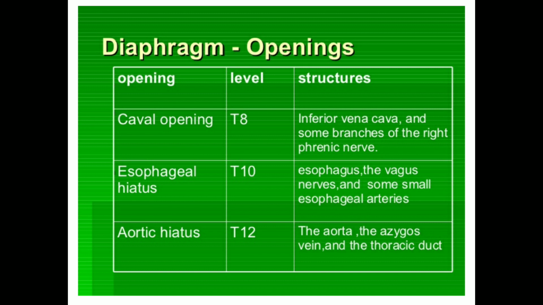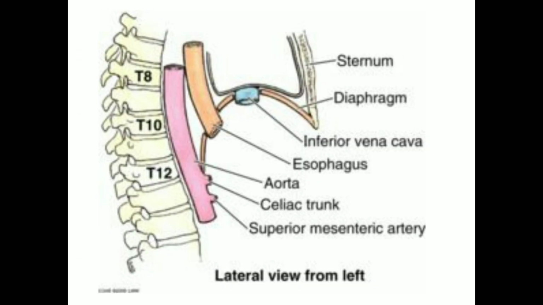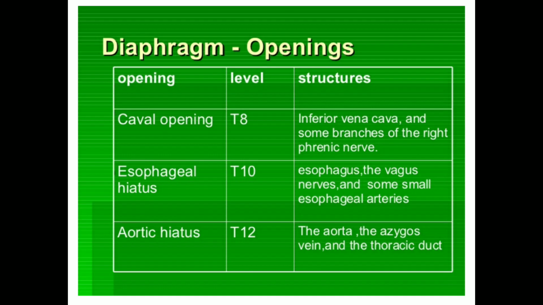Now, you have to know what the major openings are. They are at these vertebral levels, and it is easy: T8, T10 and T12. T8, T10 and T12 are the major openings. These are the vertebral levels: T8 level, T10 level and T12 level.